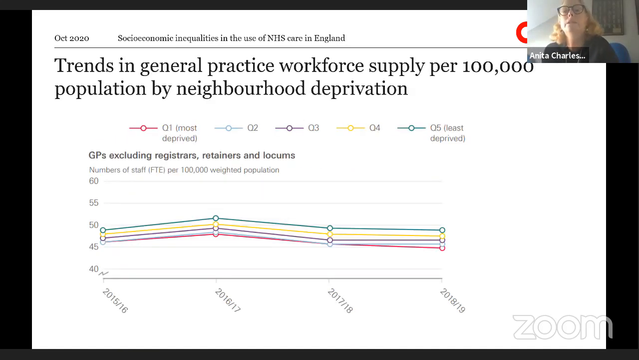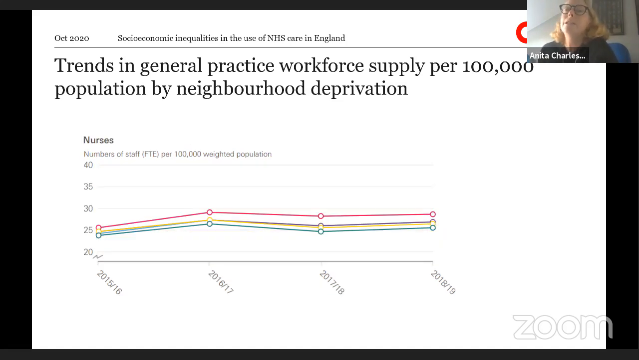We also see that once we adjust for need, those most deprived areas have fewer GPs per head of population. So if you adjust for need, practices serving the most deprived populations receive 7% less funding per patient than those serving the least deprived. And there are fewer GPs serving the most deprived. But skill mix in those communities is different. And what we see is practices in the most deprived areas having more nurses. So again, the red line is the most deprived.